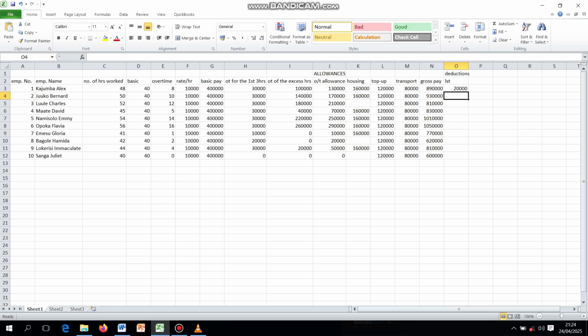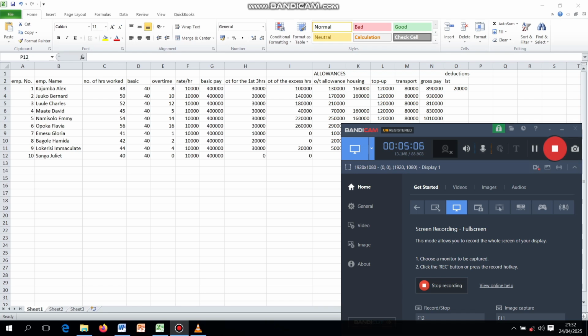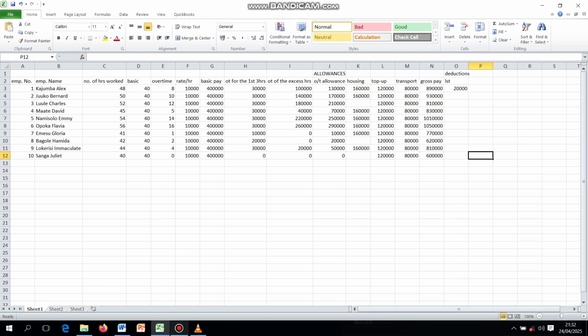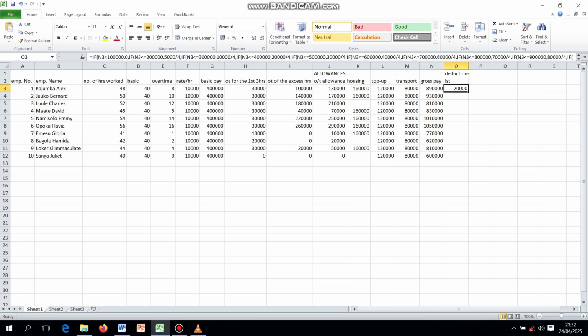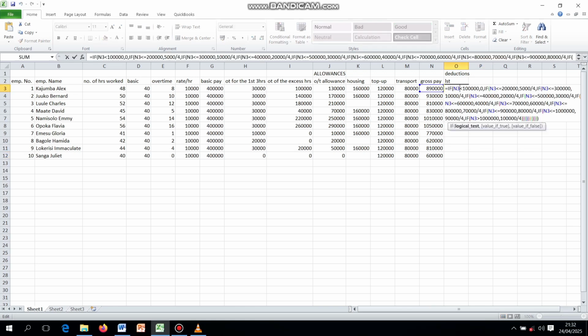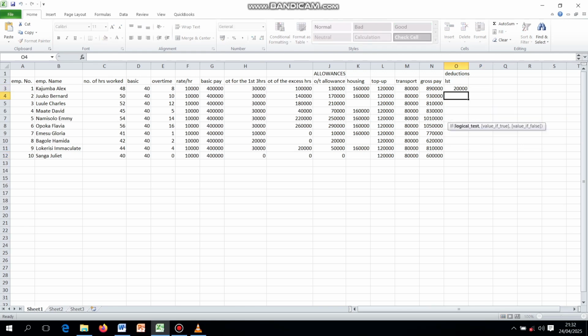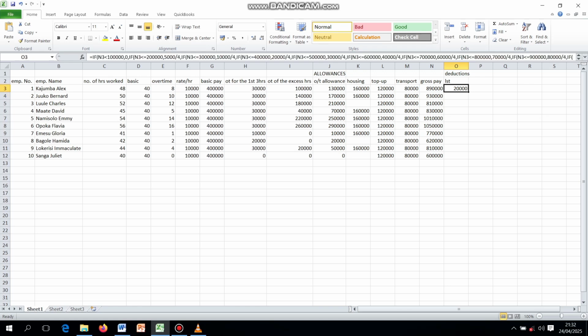So it will give me, yes. So we had got the local service tax from that formula. So when you press enter, we got the formula. So we are going to autofill and we get the rest.